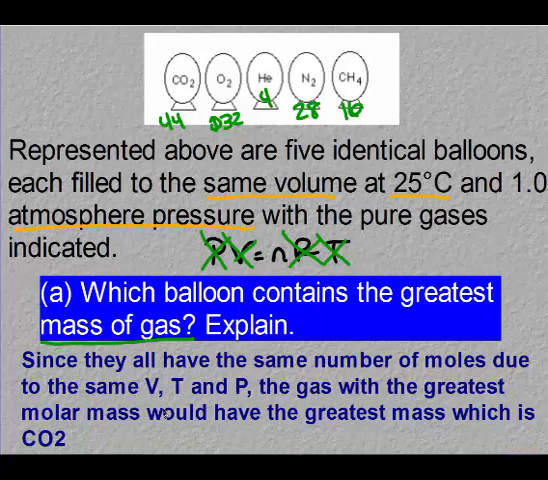So be careful when you have the same volume, temperature, and pressure. When they're saying things are the same, write PV = nRT and scratch out the things that are the same so you can see the relationship. Anytime volume, temperature, and pressure are the same, you'll have the same number of moles.